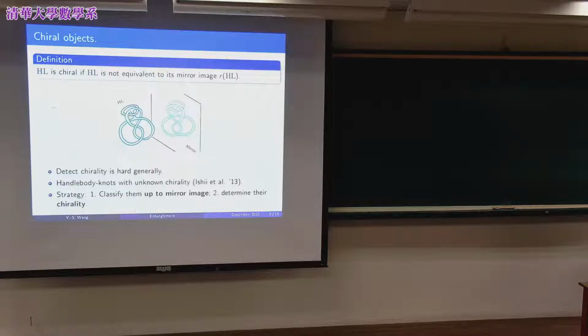It means that I don't care, first of all, whether it's a chiral object or not. So it can be equivalent to its mirror image, but I still consider it as the same. So I use a weaker equivalence, so to speak.